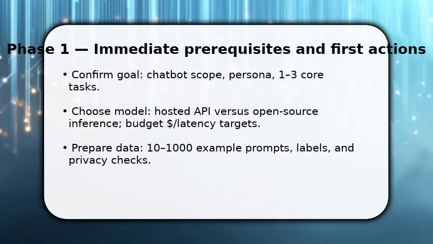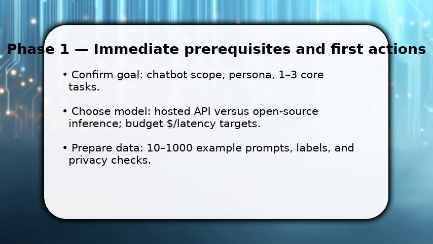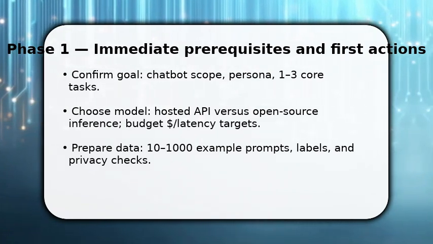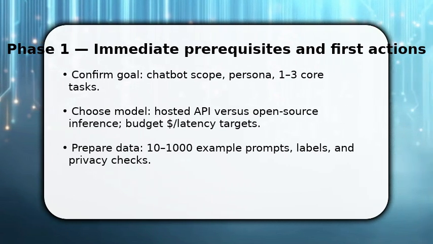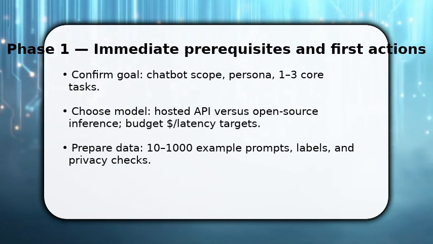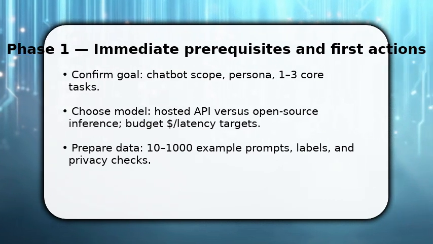You begin by defining the assistant scope and persona. Be specific about 1-3 core tasks. Next, pick a model type, hosted API or open source, based on cost versus latency and maintenance. Set a budget. Once chosen, collect and clean example prompts and labeled responses, check for private data, and standardize formats.